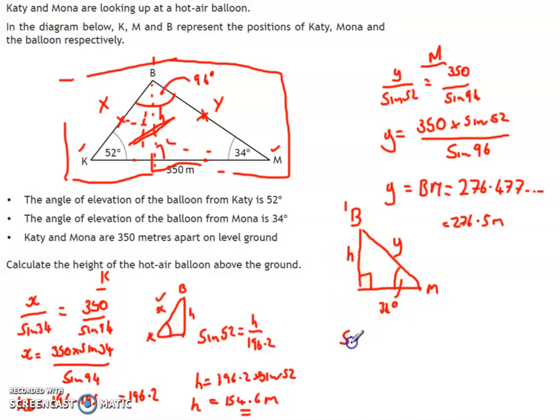I know then sine 34 is equal to h over the value I just calculated there, 276.5. Rearrange it, and what I end up getting is that h is equal to 276.5 times sine 34. Plug that in a calculator, and lo and behold, what we get is that h is equal to 154.6 meters. So we get the exact same answer.